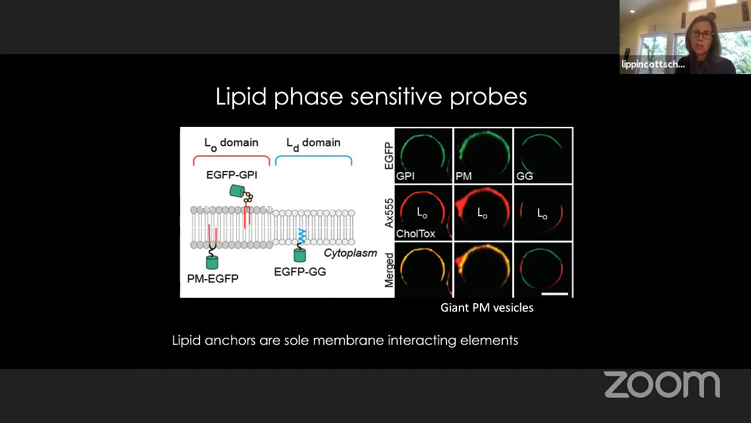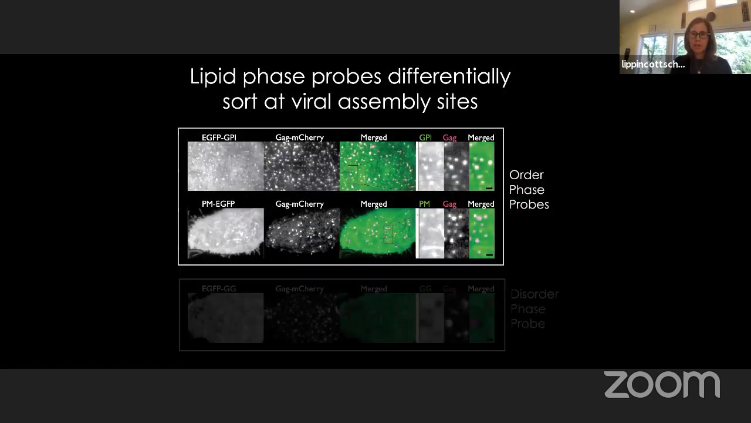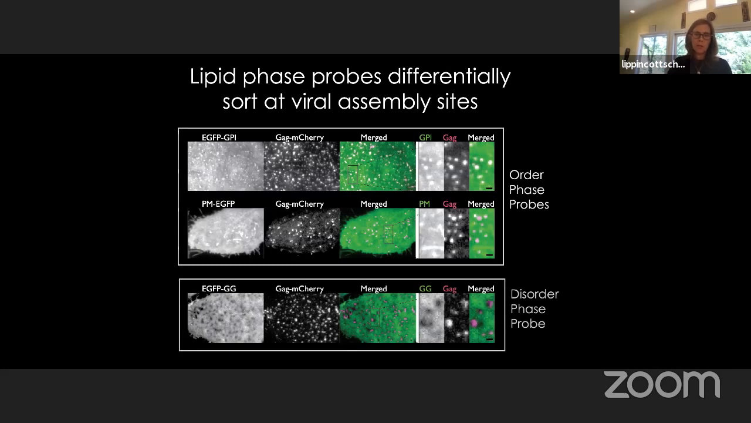If we introduce HIV GAG into our cells and start creating viral particles, will these lipid probes go into those particles? And the answer is the ordered probes do, but the disordered probes don't. And so here's imaging of the GPI anchored protein.